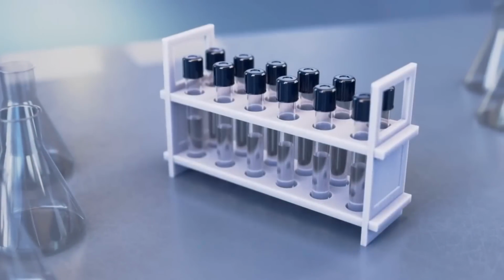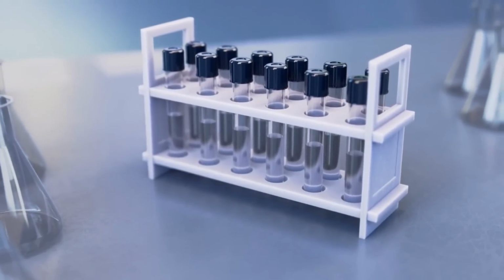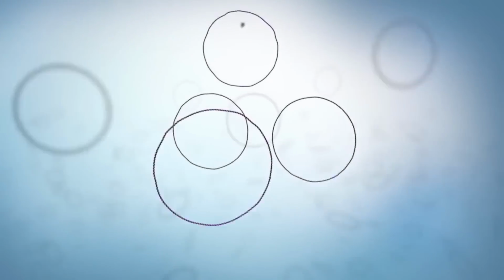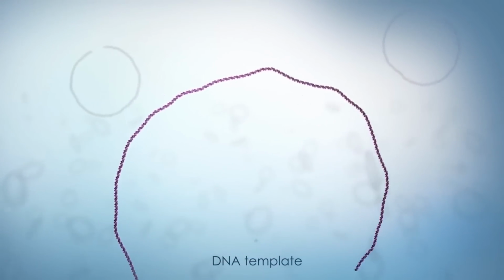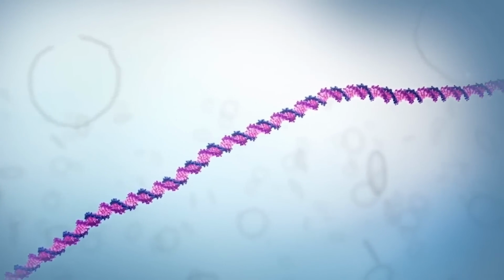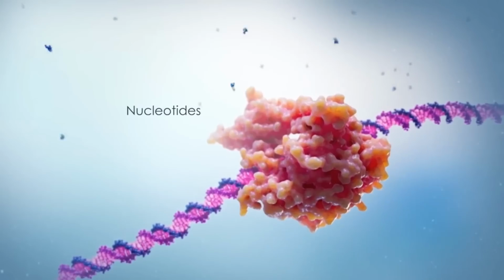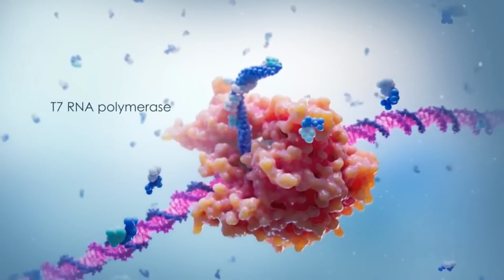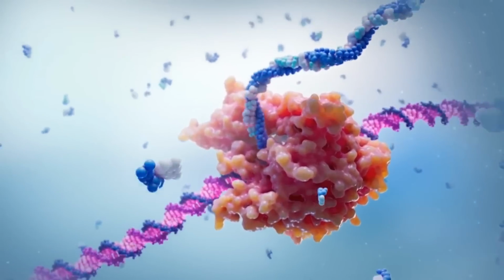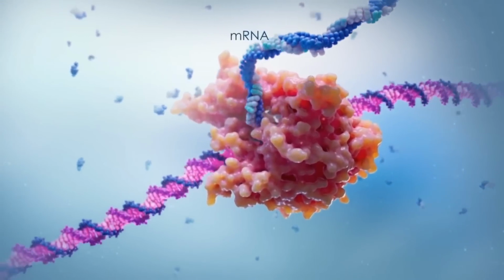From here, the process to synthesize mRNA molecules is purely biochemical, that is, cell-free. The DNA template is first cut with special molecular scissors to linearize it. This linear DNA is then incubated with nucleotides and a special RNA polymerase called T7 RNA polymerase. The polymerase strings together the nucleotides in the correct order to produce the mRNA.